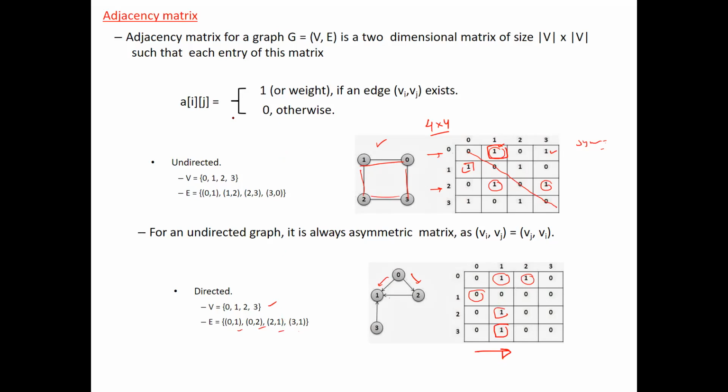If you just go for the definition part, this is the adjacency matrix of a graph G, which consists of a set of vertices and a set of edges. It is a two-dimensional matrix of size V cross V. That means the size of that matrix will be the number of vertices in the graph multiplied by the number of vertices, that is equal to V square, such that each entry of the matrix is equal to 1 if there exists an edge between Vi and Vj, otherwise it is equal to 0. If it is a weighted graph, then instead of 1, the value of the weight will be represented at the respective row column junction.